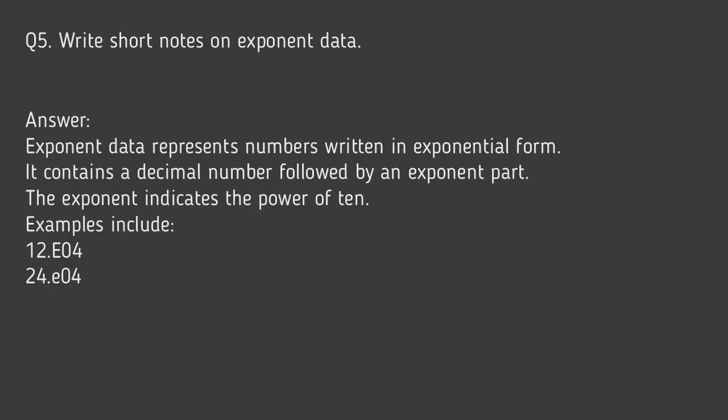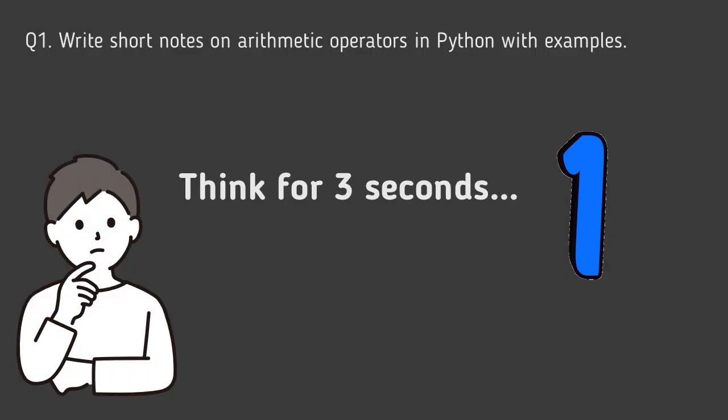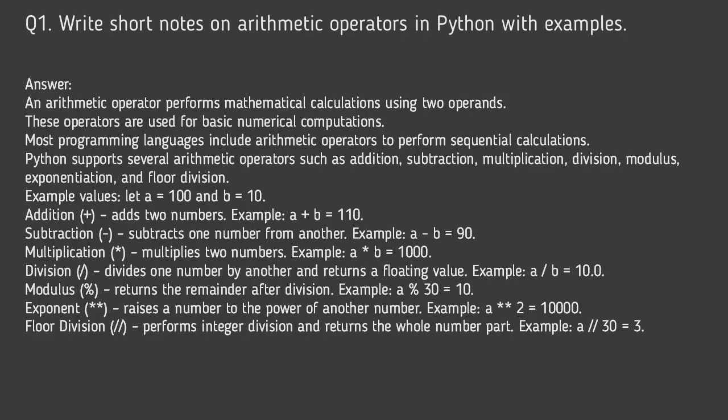Exponent data represents numbers using scientific notation with a decimal part and an exponent value. Arithmetic operators perform mathematical operations like addition, subtraction, multiplication, division, modulus, exponent, and floor division in Python.